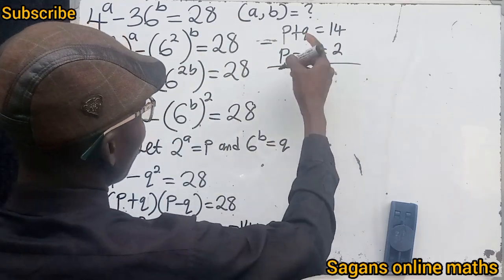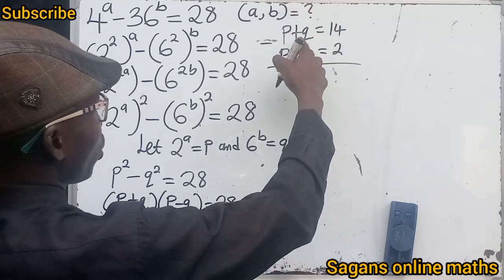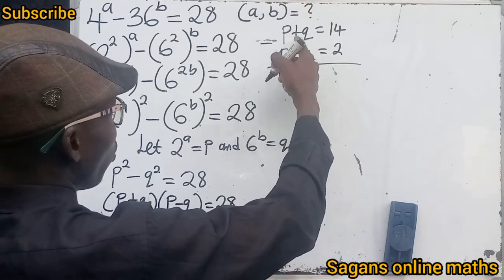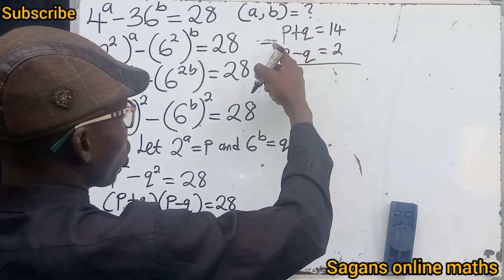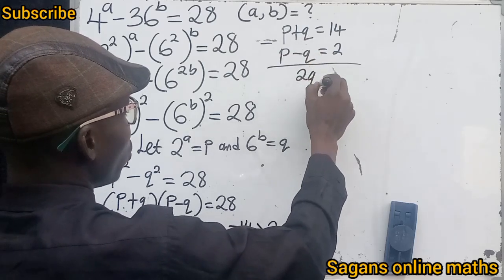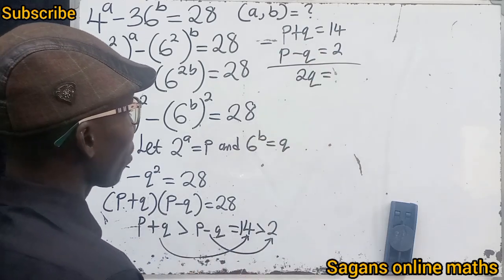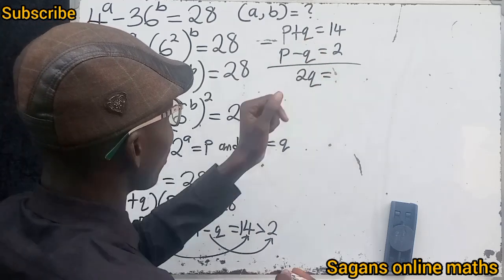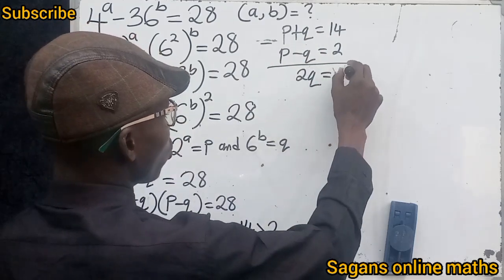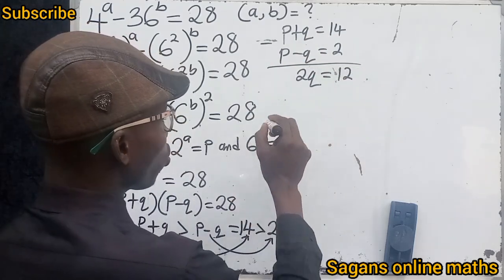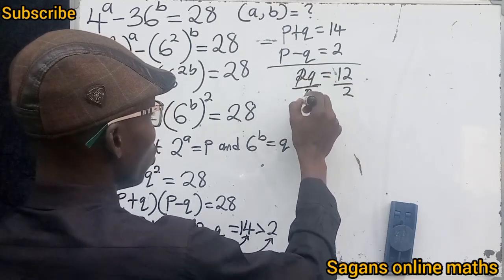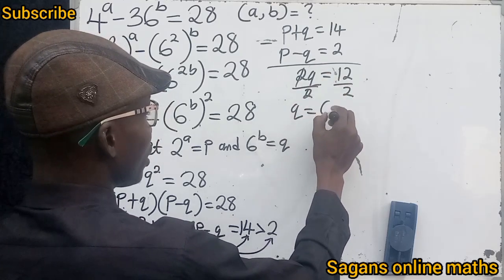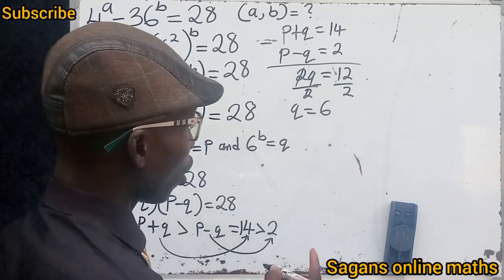Now let's use the elimination method so we can be very fast with it. So let's go. p minus p is gone. q minus q, that means q minus minus q, minus times minus will give us plus. q plus q gives us 2q, equals to 14 minus 2, which gives us 12. Let's divide both sides by 2 to have q. 2 will go, then q will be equal to 6.